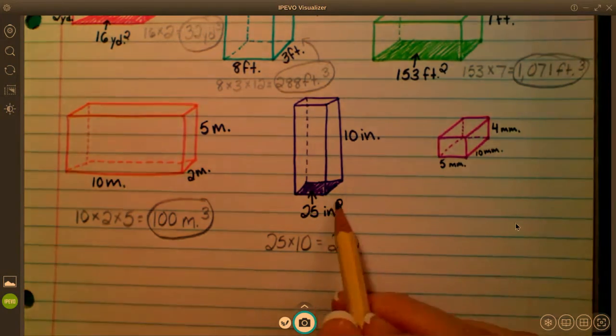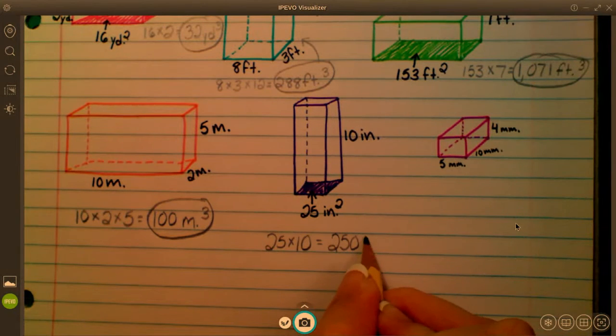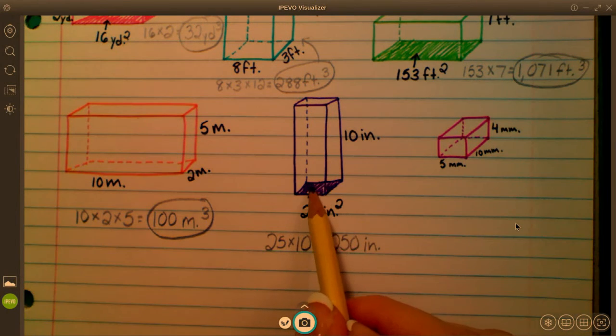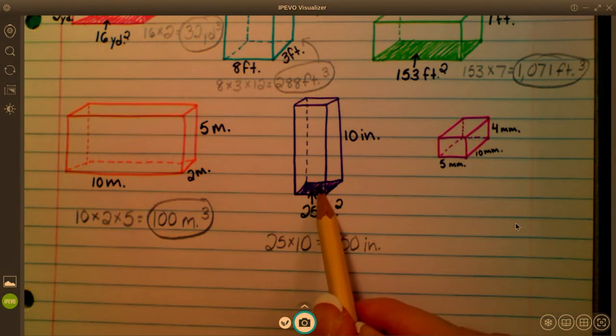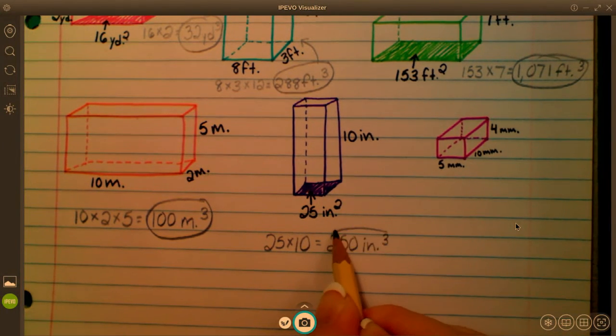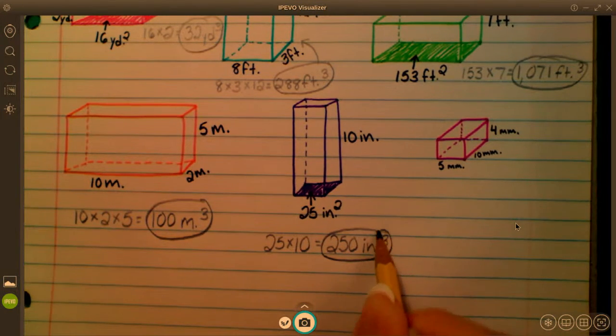The unit is inches. And again, even though they put a 2 as the exponent here, I know that's because I found the area of the bottom side, which is a 2D rectangle. I'm finding volume, 3-dimensional. So I need a 3. So 250 inches cubed.